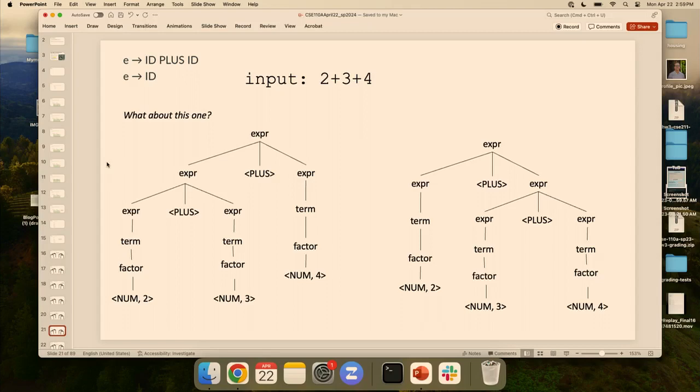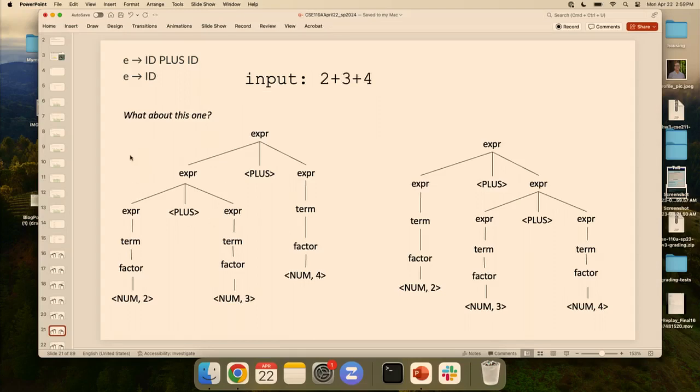Yep. Did you have a comment? Oh, so you're saying this one's also ambiguous? This one's not ambiguous, right? These are just example parse trees of the first one. That would have been E plus E. This one, you wouldn't even be able to match this input using this grammar because you can just match an ID plus an ID. You can't expand any of them.